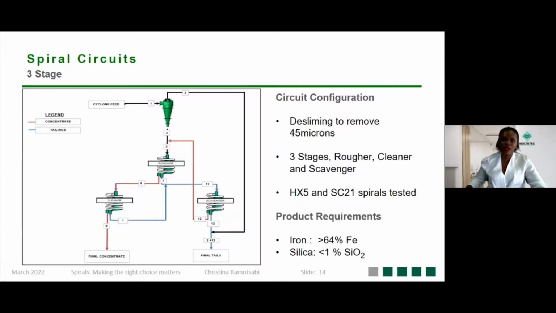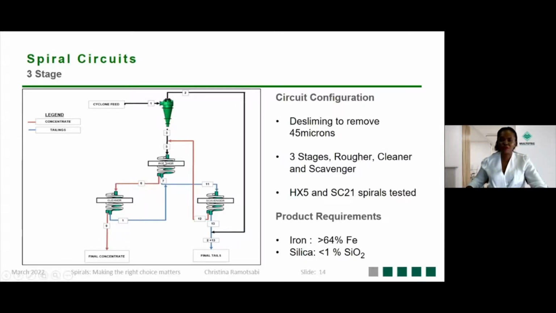In this case, we tested a 3-stage circuit, with a rougher, cleaner, and a scavenger. Prior to processing on the spirals, the material was deslimed. I would also like to mention that this was a hematite ore. It originated from India, and the customer required a product with an Fe content greater than 64% and a silica content less than 1%.